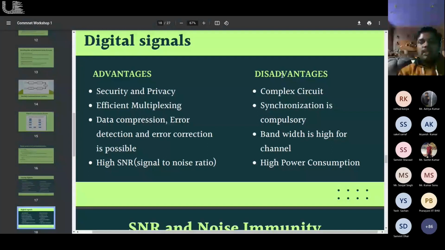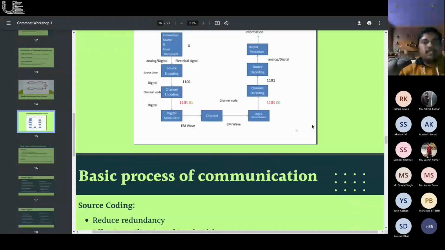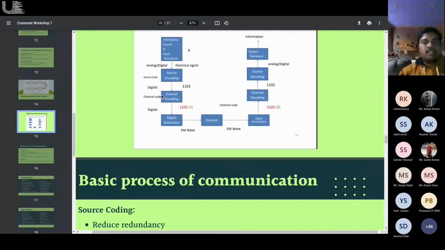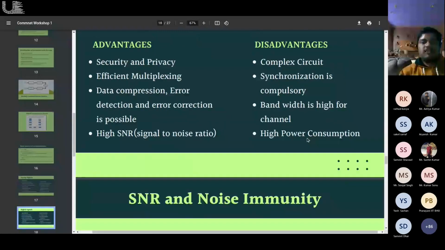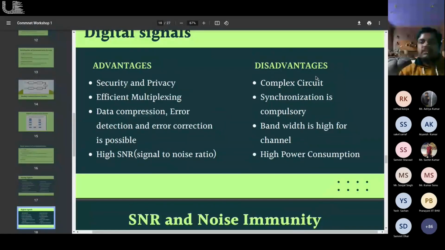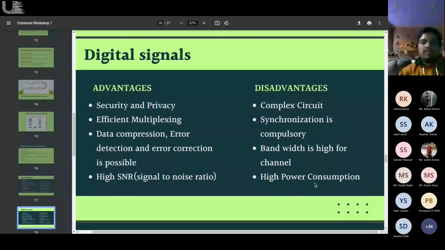Next disadvantage, if we talk about complex circuits, synchronization is compulsory. You can also see that there are two extra devices connected here, two extra blocks. So the circuit is complex, and synchronization is compulsory. Bandwidth is high in a digital signal. Okay, and there is also high power consumption, because there are some extra blocks which will need power sources to run.